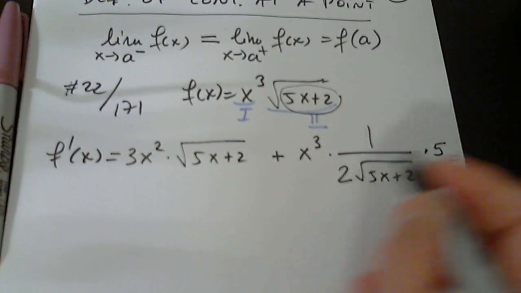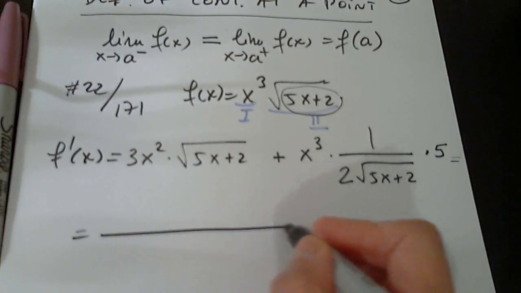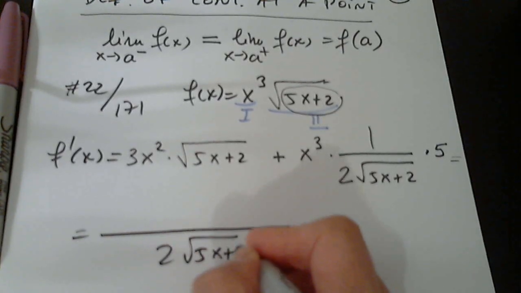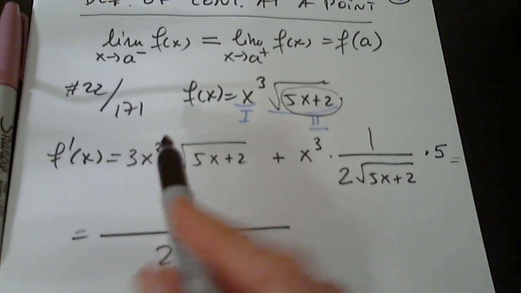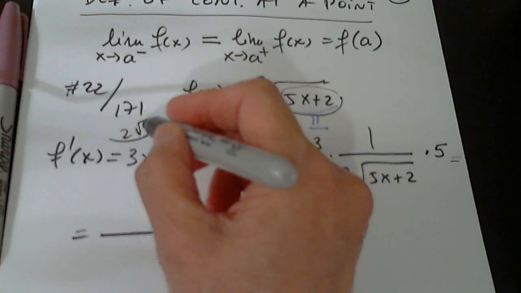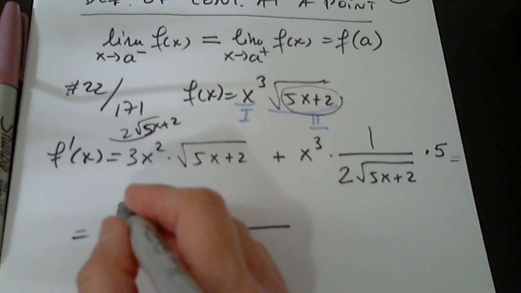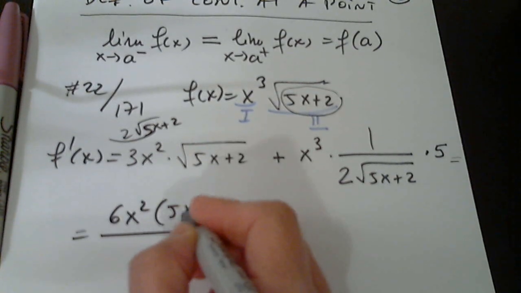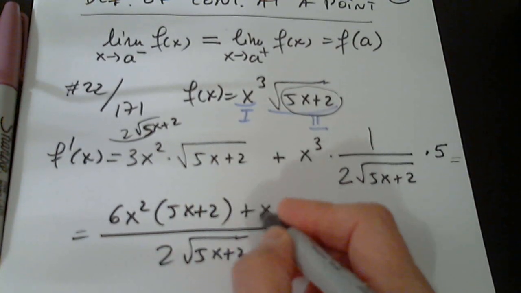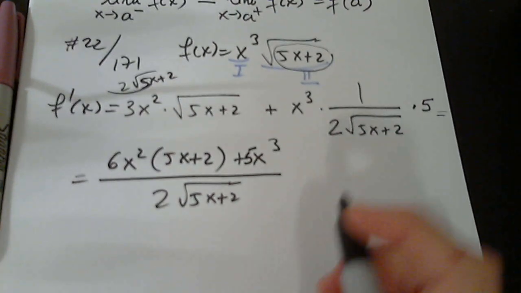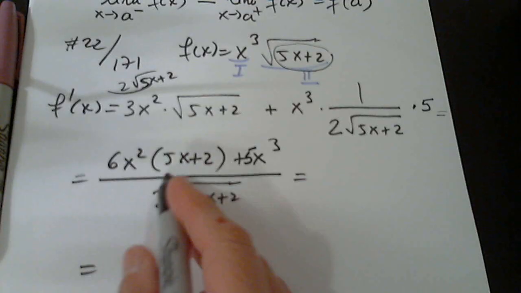I'm fine with that. Or you can find the least common denominator, which is 2 times the square root of 5x plus 2. Multiply the first term by 2 times the square root of 5x plus 2. And you have 6x squared times 5x plus 2, plus x to the third times 5. I'll put it in front. And we can simplify it. So 30.